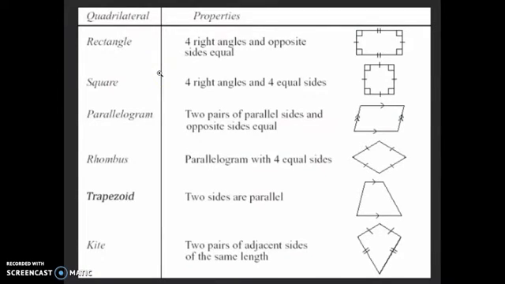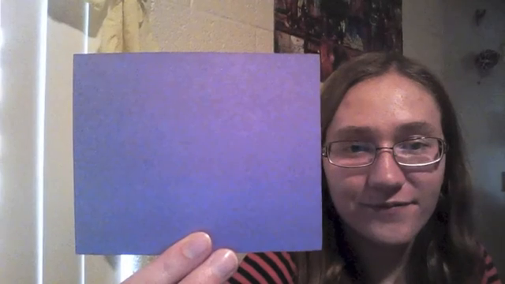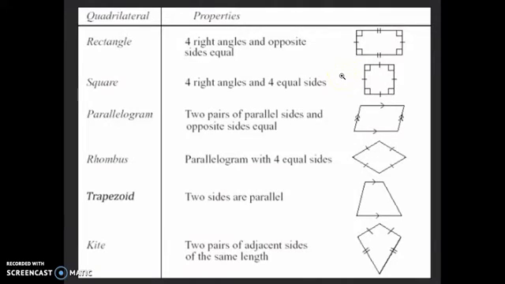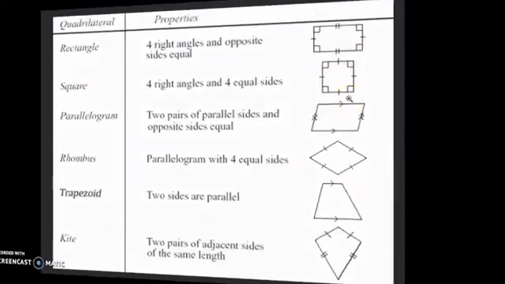Here we have a list of some of the most common types of quadrilaterals along with their properties. To be a rectangle, a shape must have four right angles and the opposite sides must be of equal length. In order to be a square, a shape must have four right angles, like a rectangle. However, all four sides must be the same length.